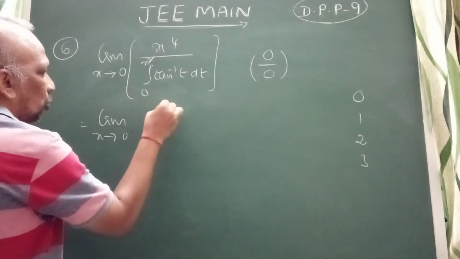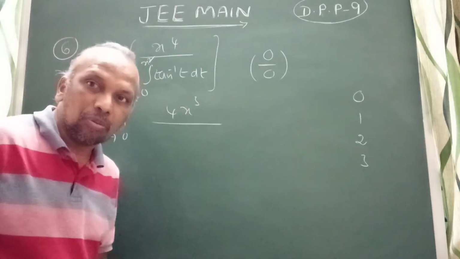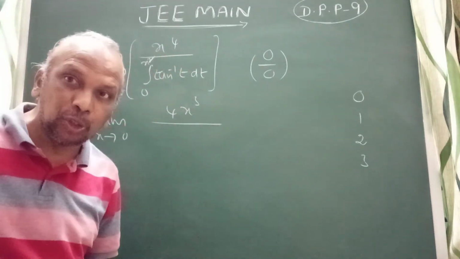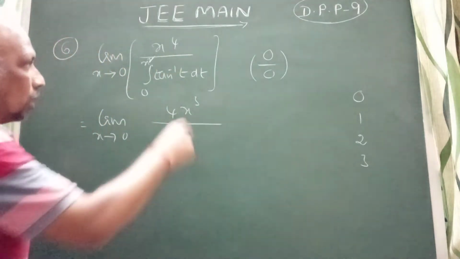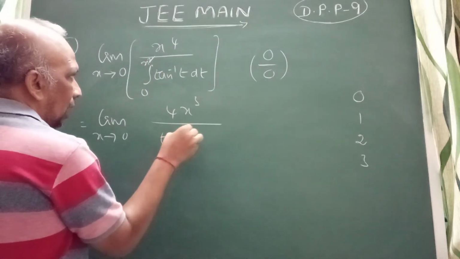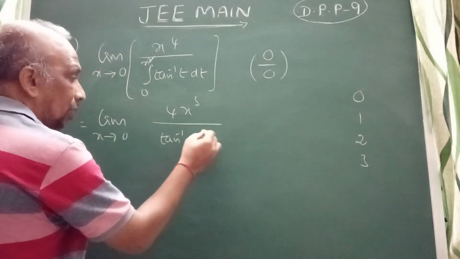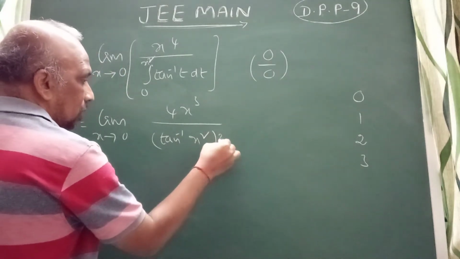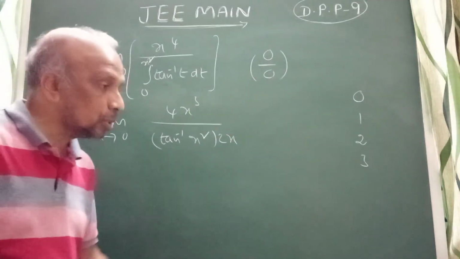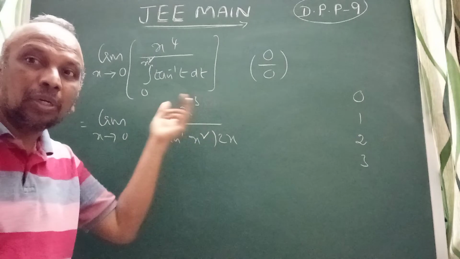The derivative of the numerator is 4x cube. Now use the Leibniz rule for the derivative of this integral. What is the Leibniz rule? Replace t with x square: tan inverse of x square into the derivative of x square, which is 2x, minus replace t with 0: tan inverse 0 is 0, into the derivative of 0.